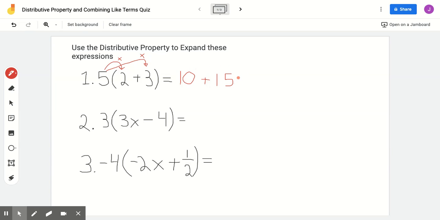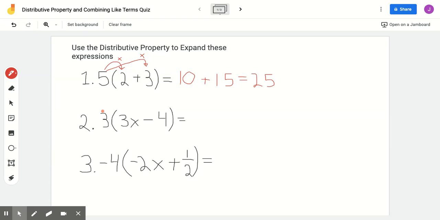Because these are both constants, they are like terms, and we can combine them for an even more simplified answer. 10 plus 15 is 25. So the correct answer here is 25. Okay, the next one. 3 times (3x minus 4).